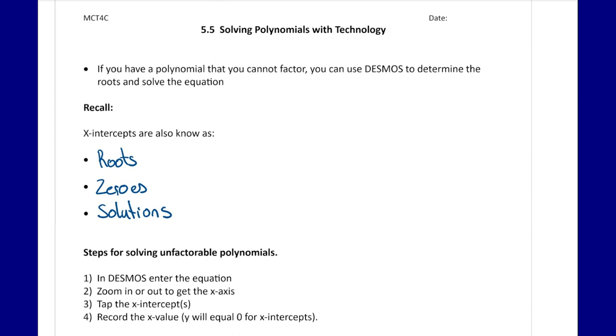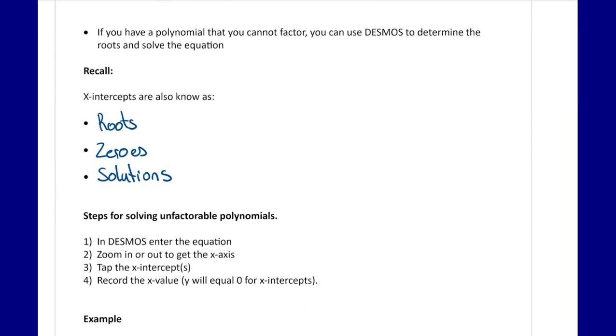So if we can't factor it to get those x-intercepts, we're going to have to use Desmos, or you could use a graphing calculator. But Desmos is a very easy to access software. So the steps, very straightforward, very basic.